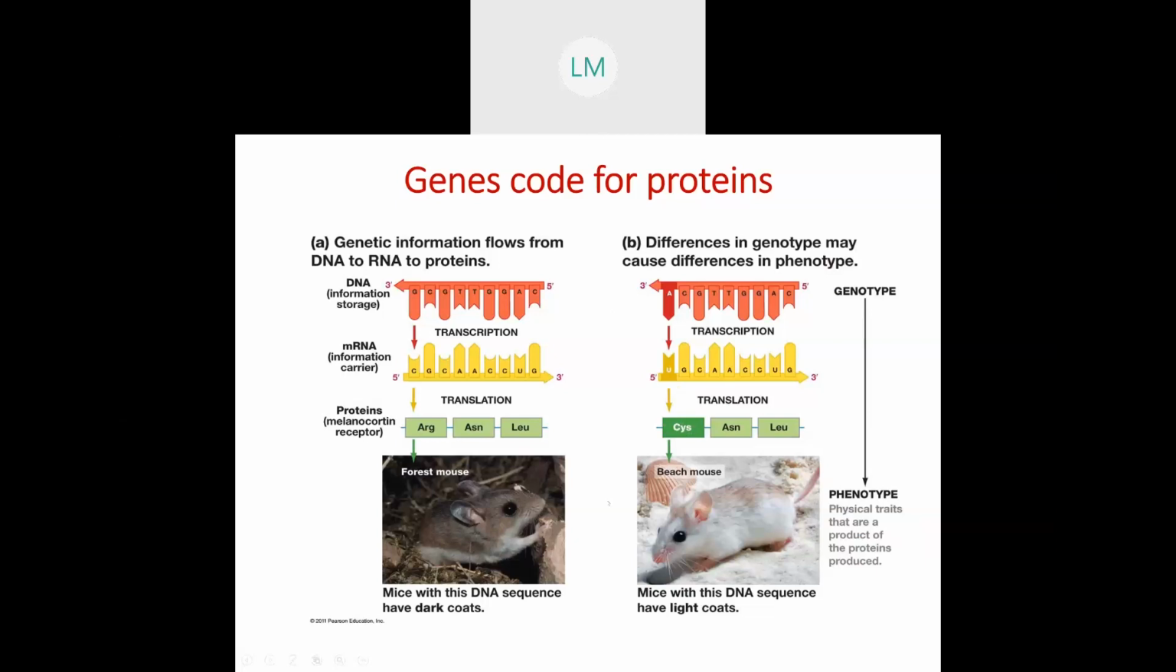So these phenotypes, these physical traits, are products of the proteins. So when we have different series of nucleotides in our DNA, we get different series of amino acids in our proteins, and then we have different phenotypes. So this is all related to what we talked about, or what you guys talked about in chapter 8.